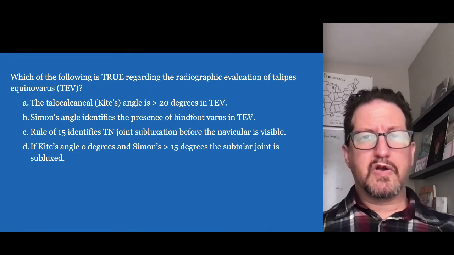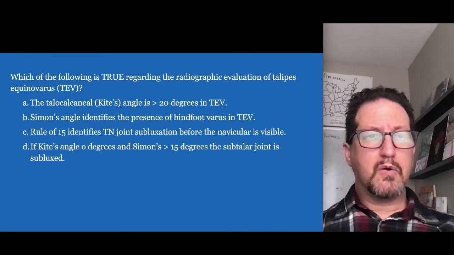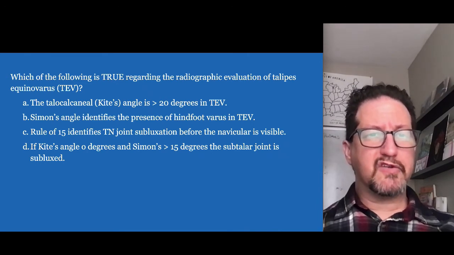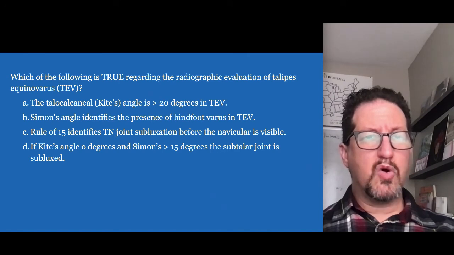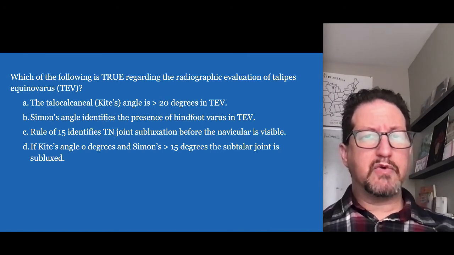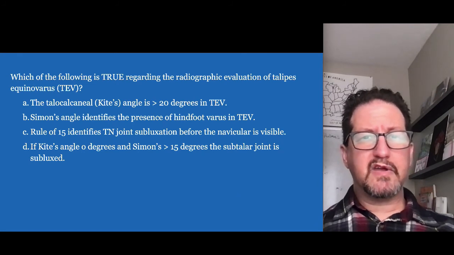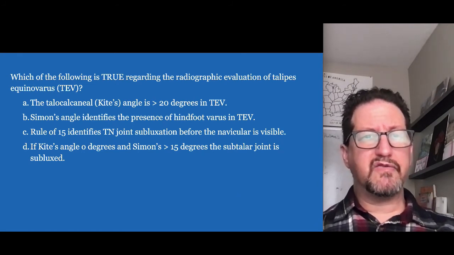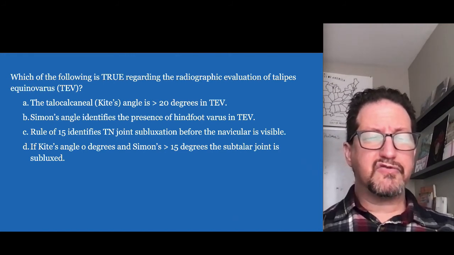Which of the following is true regarding the radiographic evaluation of Talipes equinovarus? Distractor A says the talocalcaneal or Kite's angle is greater than 20 degrees in TEV. Well, 20 degrees is actually a normal talocalcaneal angle, and we know that the talocalcaneal angle approaches 0 in clubfoot, so that's not right. B, Simmons angle identifies the presence of hindfoot varus in TEV. That is not true. In order to identify hindfoot varus on a radiograph, you'd have to get a calcaneal axial.